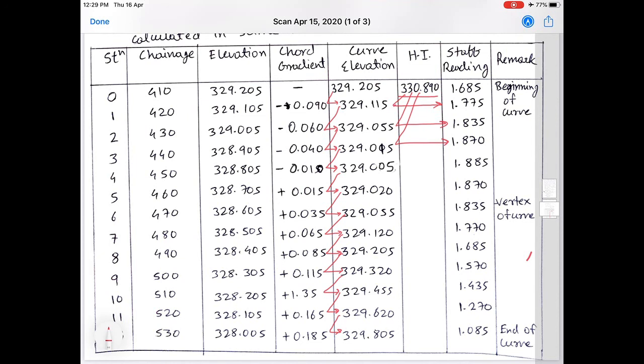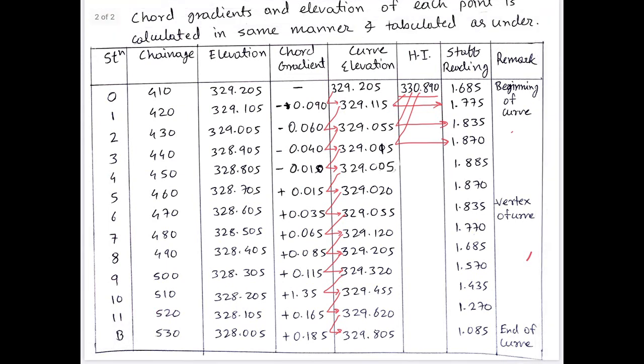And in the remarks, we have to write down the beginning of the curve and the end of the curve. So the first point O is our beginning of the curve, the middle point, that is point 6, is the vertex of our curve, and the last point is the end of the curve. So this table will give you a brief idea of staff reading, curve elevation, the chord gradient we applied, and the elevation of tangents and their chainage.